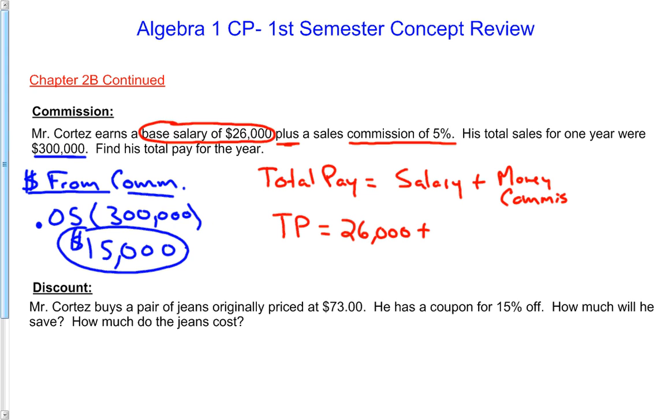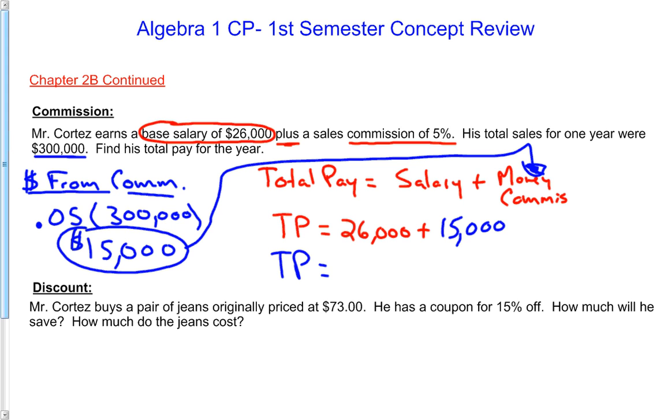All we're going to do is take that and put it right here in the money from commission spot. How much does he make from commission? $15,000. How much is his total pay or his total take-home amount? It's the salary plus this commission amount, which again is $15,000. All I'm going to do then is add those up. The total pay is equal to $26,000 plus $15,000, which comes out to $41,000. So there's your answer, $41,000.